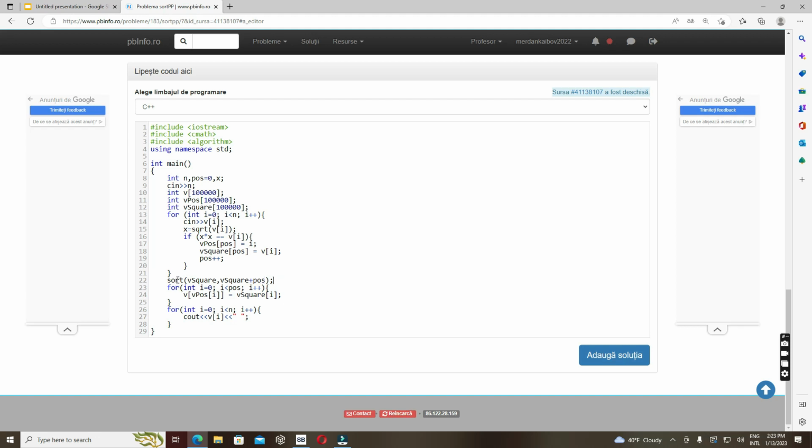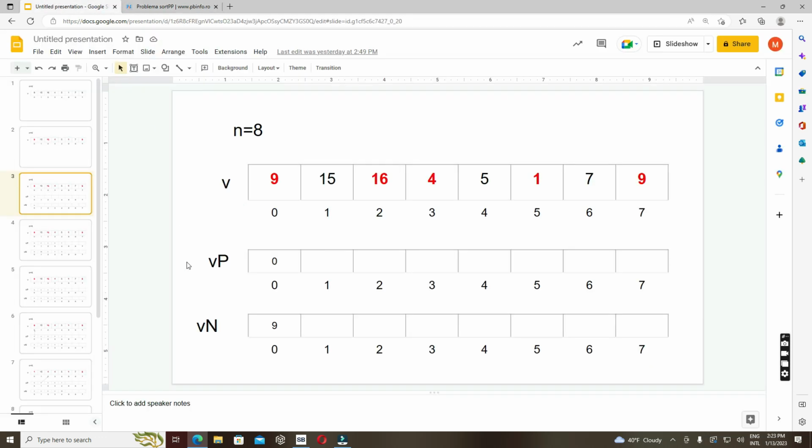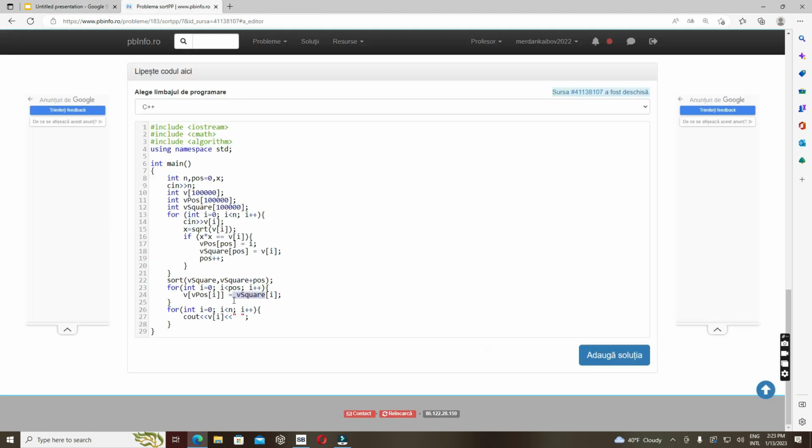And then, to use the sort, we must include algorithm, and to use the square root, I must include cmath. And after sorting my numbers, starting from 0 until pos, I will put into the vector v at position v pos i my numbers from v square. The operation which I do here is performed here. And after doing it, I will print all the elements of my vector v from 0 to n.